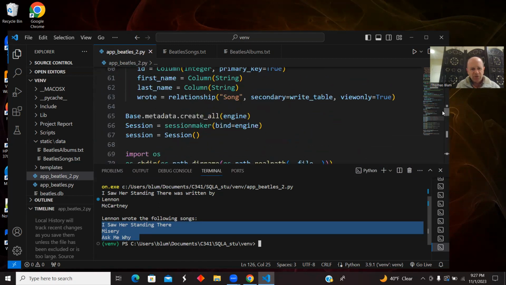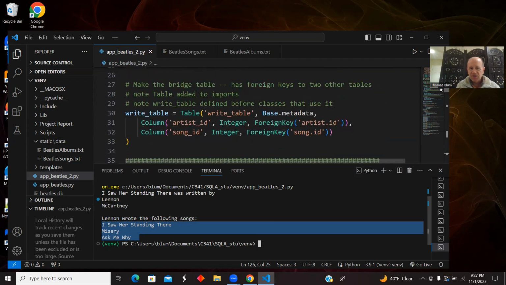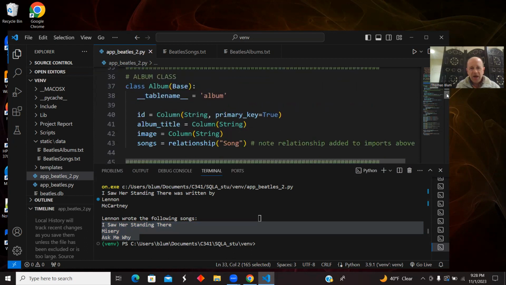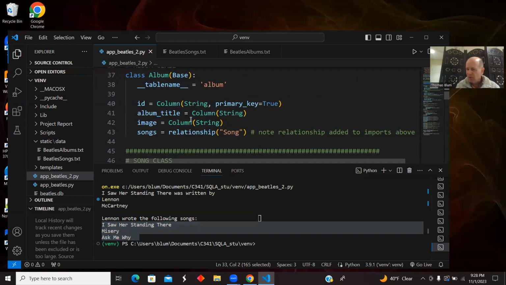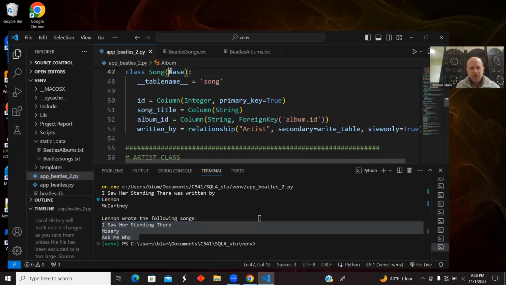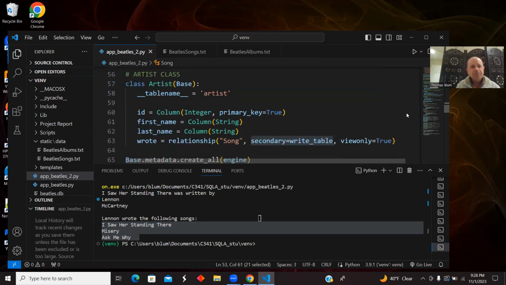So the bridge table was sort of established first because the classes are going to refer to it. And this was the album which had the one-to-many relationship, so that was the easier one to song. Here was song with its foreign key relating back to album, but here is this new many-to-many relationship on the song side, and I called it written by. It's a relationship to artist, and it's through the bridge table, which I called right table.